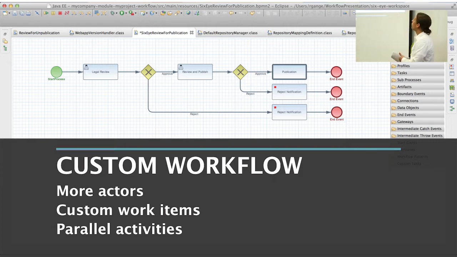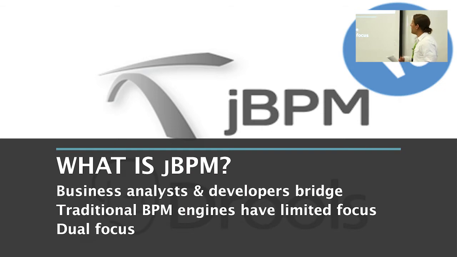Now we get to talk about what this topic is actually about, and that's a custom workflow. What if you need more actors or custom work items or possibly parallel activities, things like that? So we enter in JBPM. What is JBPM? It's the bridge between business analysts and developers. What I think a lot of people find is that traditional BPM engines have a focus that is limited to just non-technical people. But the goal of JBPM was to have dual focus. We want to deliver process management features in a way that both developers and business analysts like it.